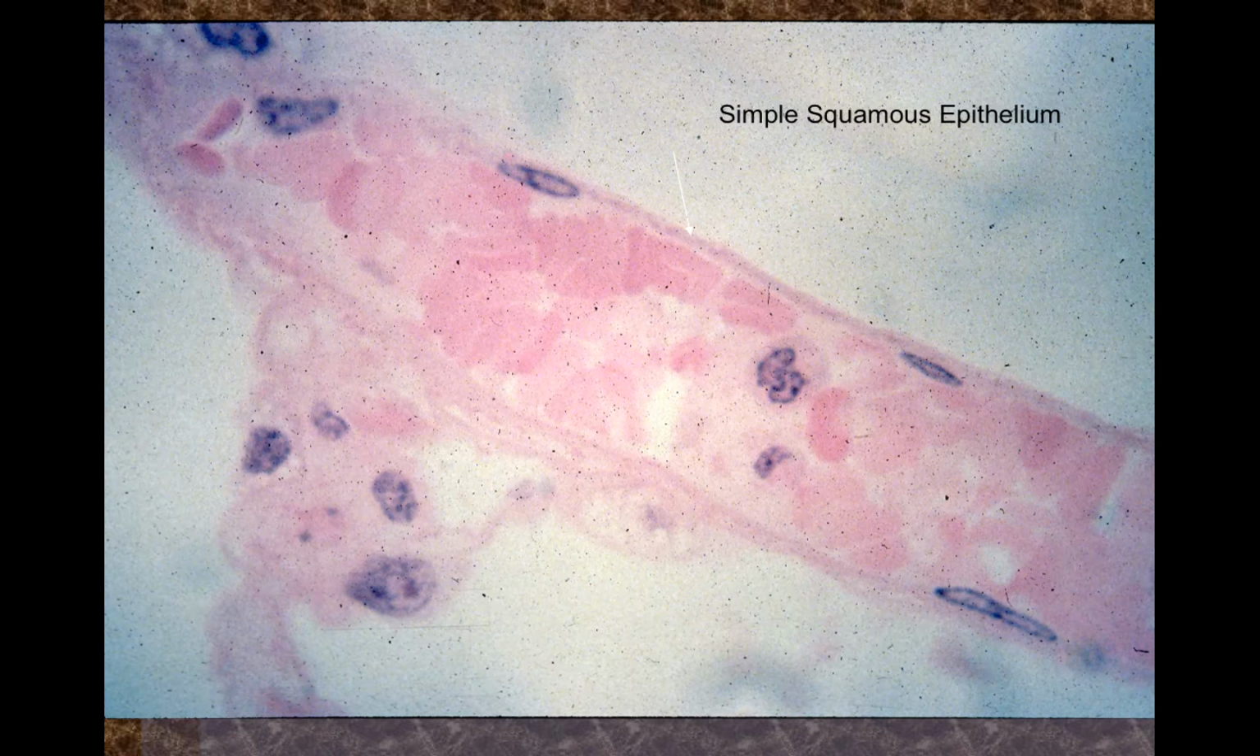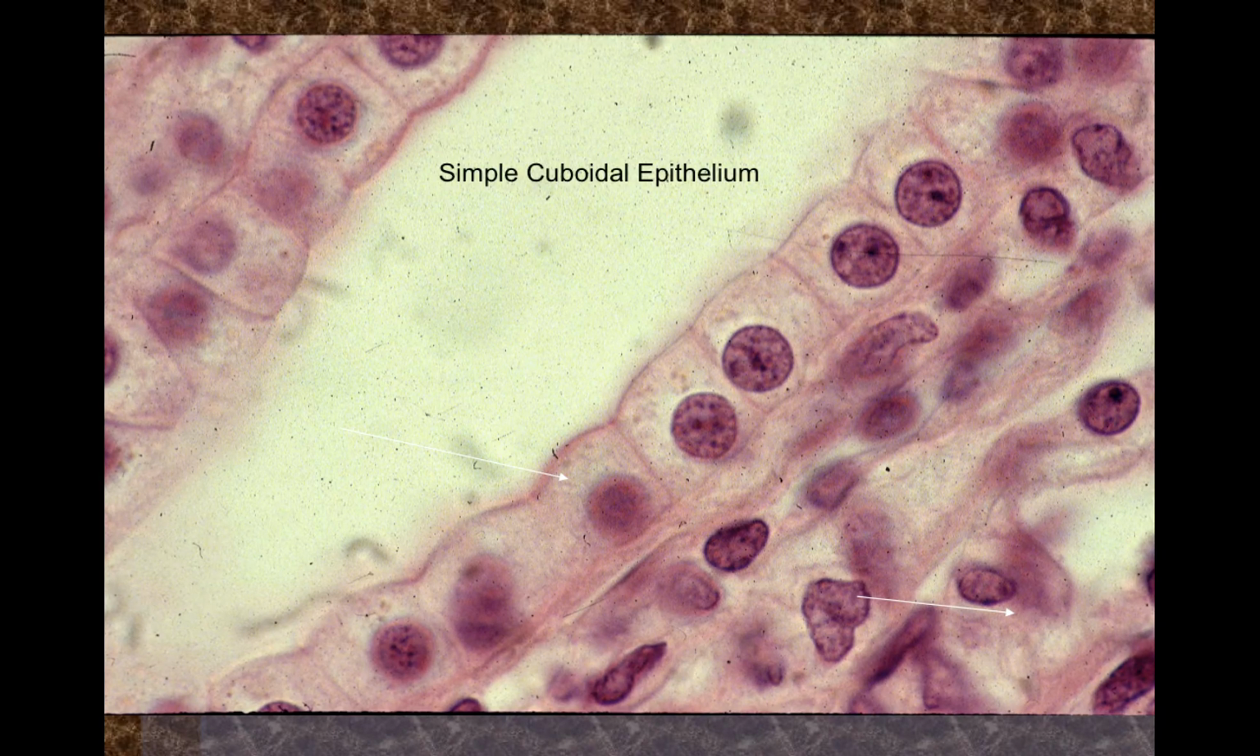Let's see where it is, too. It's associated with a blood vessel. This is called a venule. So we find simple squamous epithelium associated with blood vessels. We find it associated with mesothelium, as well as the alveoli of the lungs. Let's go to simple cuboidal.